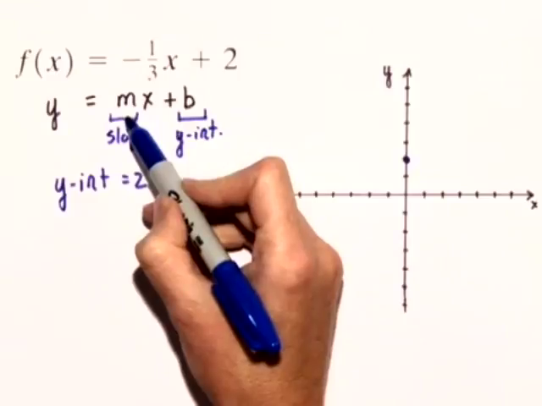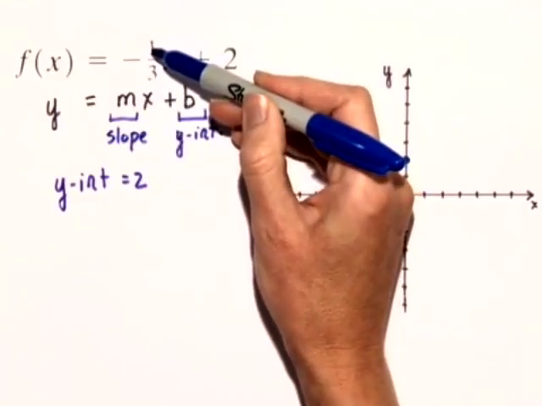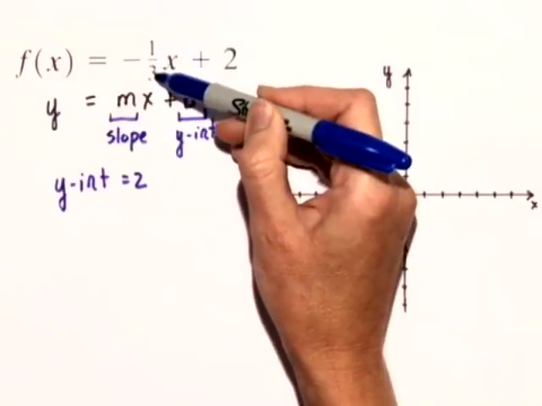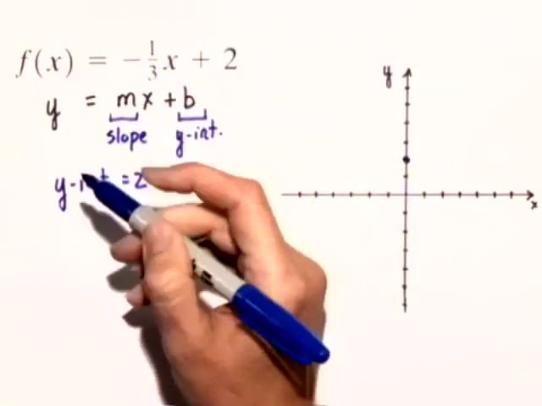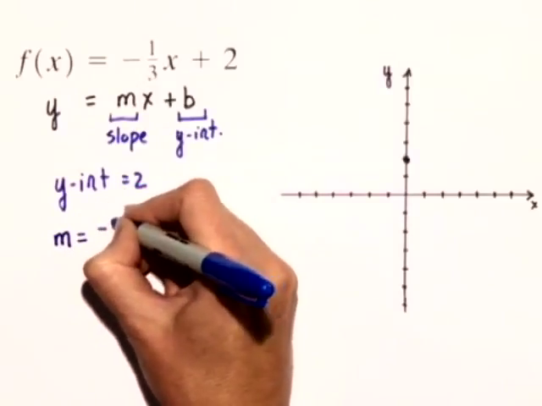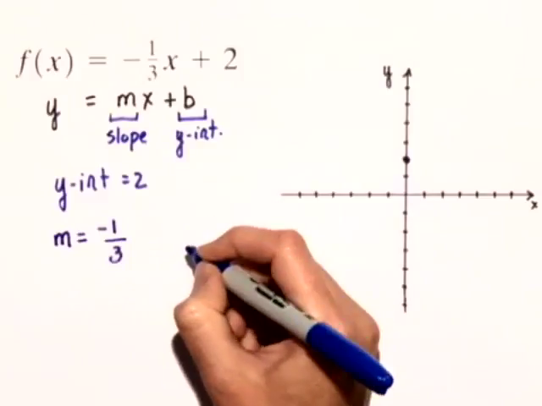Now the m we can think of as move. We're going to move in the direction of 1 unit down on the y-axis and 3 units across on the x-axis. Let's talk about that for a minute. Slope is equal to negative 1 over 3.